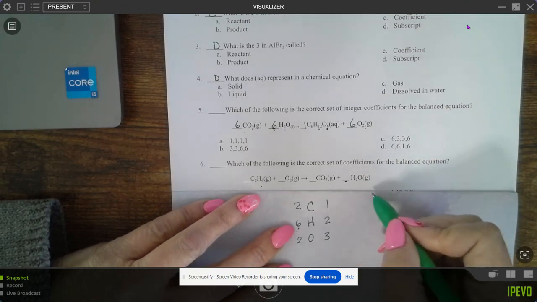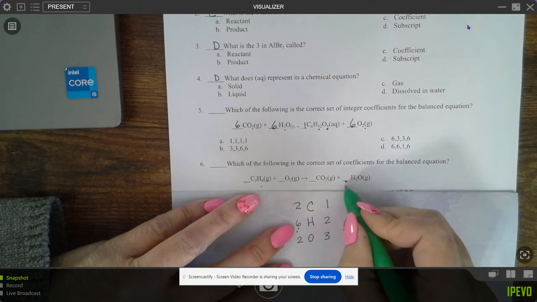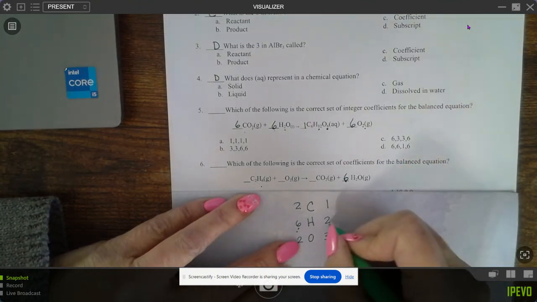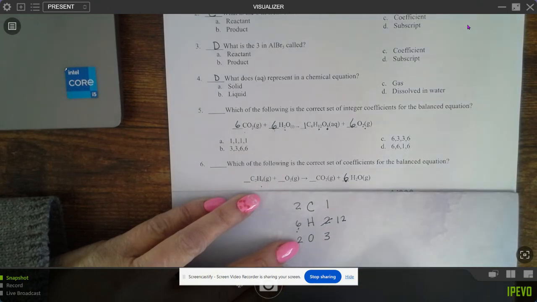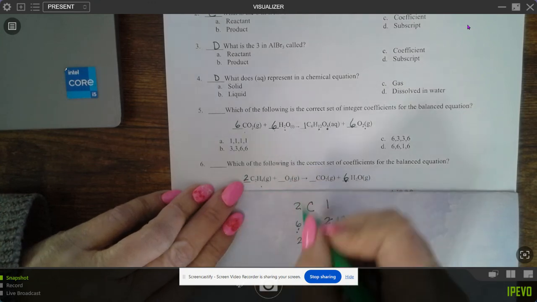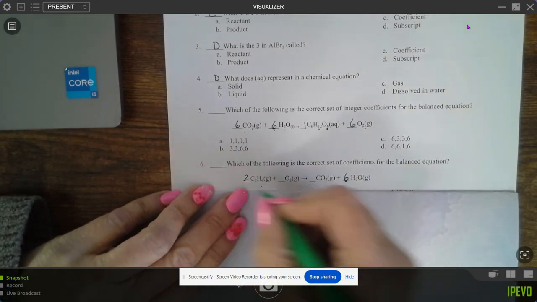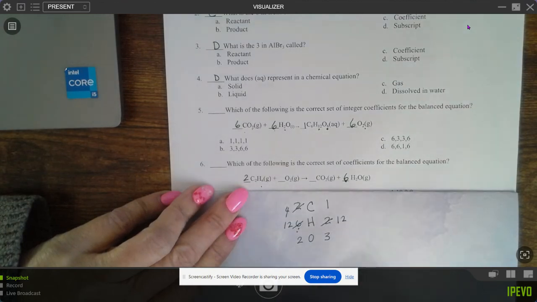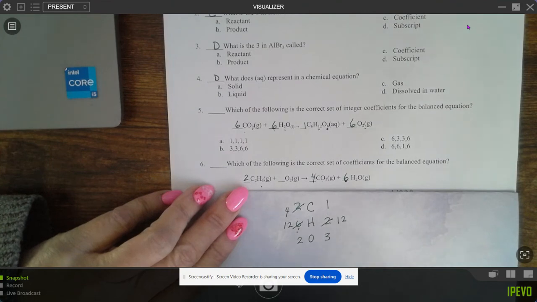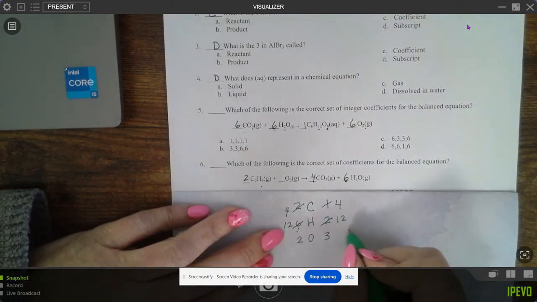However, that would give me an uneven number of oxygen. So instead of putting a 3 here, I'm just going to straight up double that. I'm going to make that 6. That gives me 12 hydrogen, which means over here I need a 2. 2 times 6 is 12. Now I have 2 times 2 is 4 carbon, which means over here I need to put a 4. So now I've got 4 carbon, 12 hydrogen.